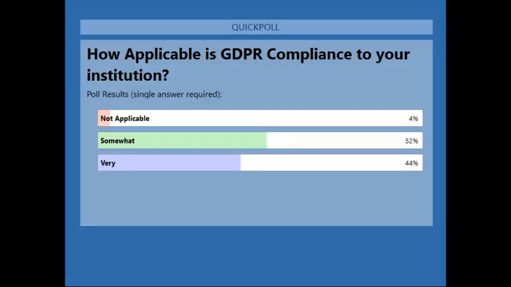Okay, this gives a good response. I can see that about 52% say that it is somewhat applicable that GDPR compliance is relevant for our institution. I see 4% say not applicable, and 44% say very much applicable. That's a good understanding. That gives me good feedback and lets me have a more interactive session going ahead. So, moving on to the next slide.